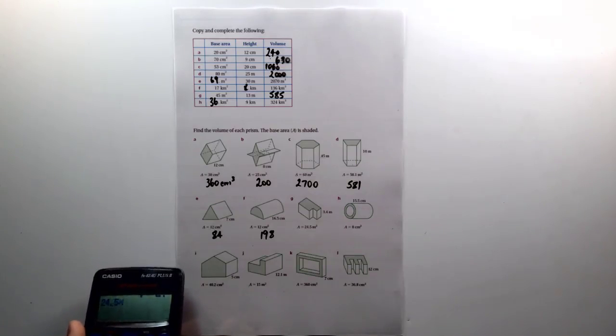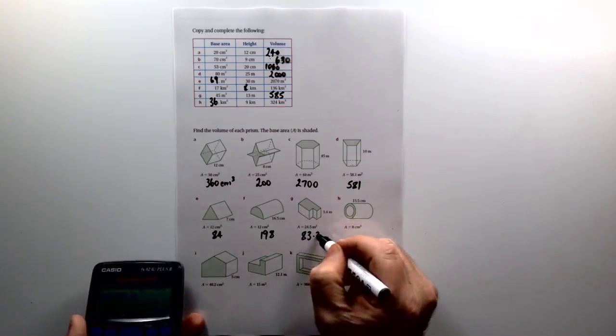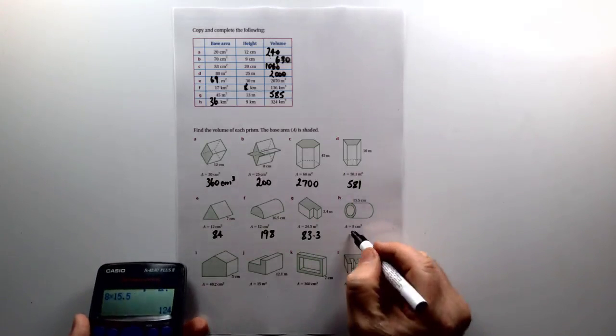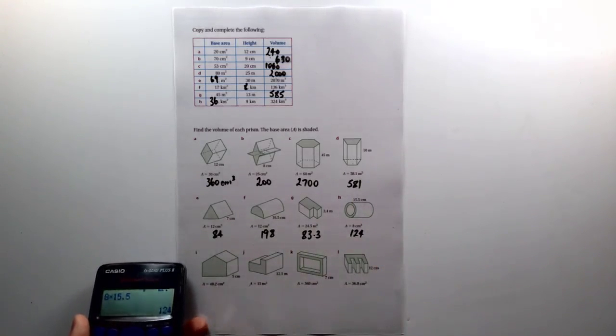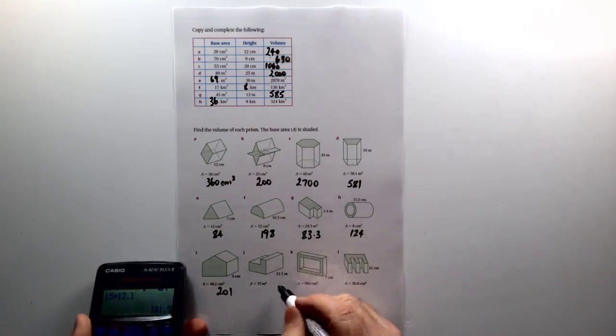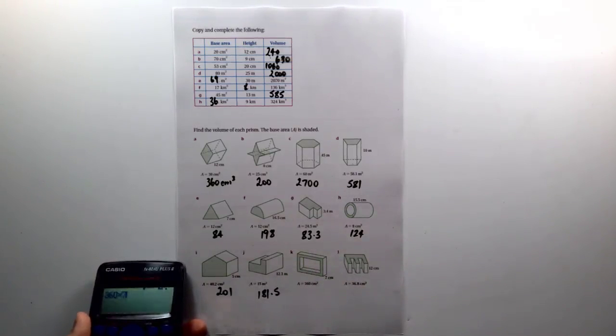24.5 times 3.4, 8 times 15.5, 40.2 times 5, 15 times 12.1, 360 times 7, and 36.8 times 12.